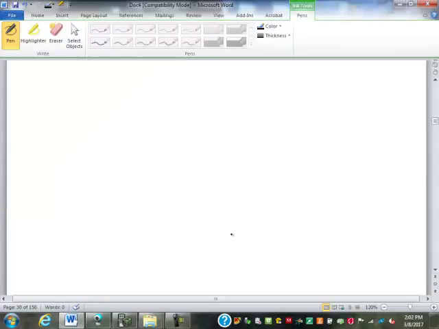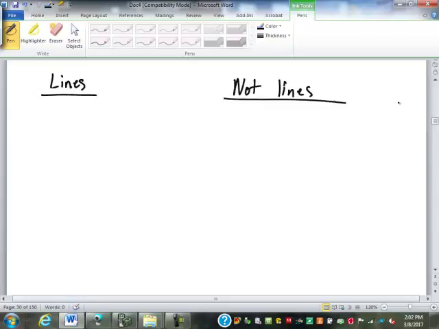Okay, so on this graphing worksheet, the first thing I want to do is separate out the equations that when we graphed them formed lines and the ones that were not lines. As we go through this worksheet, the first equation we had was y equals 3x minus 2. That one formed a line.